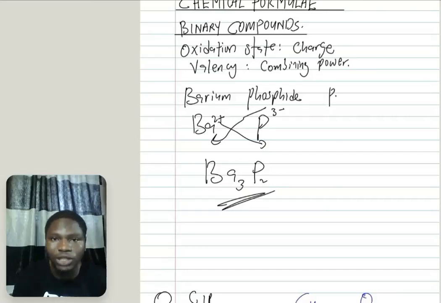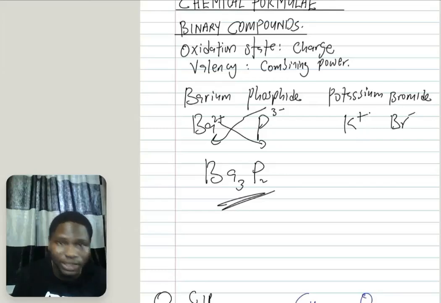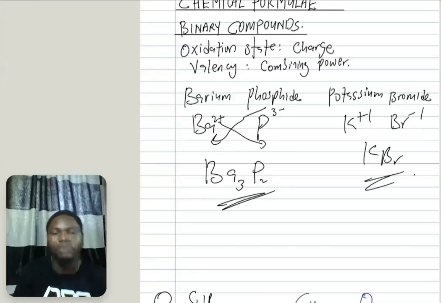Okay, who can do potassium bromide? Potassium bromide is simple. Potassium is K+, bromide is Br minus. So exchange valency. Plus 1, minus 1. If you see 1 and 1, the same number, don't write any number: KBr. So that's that for that.